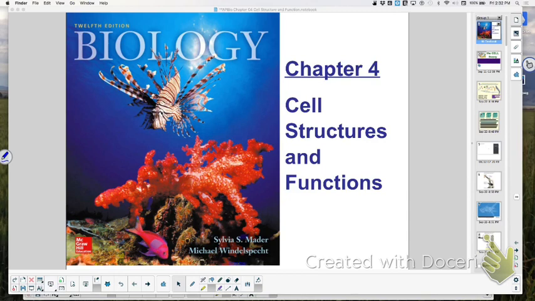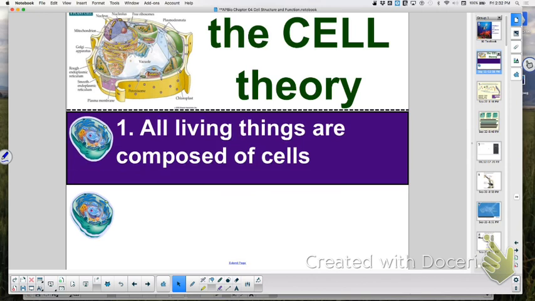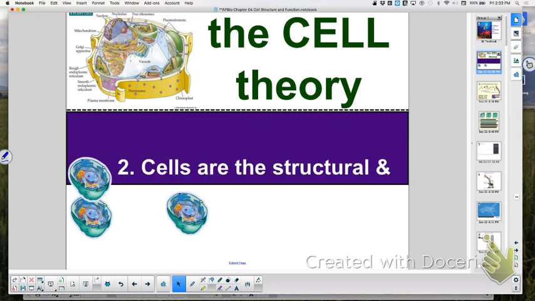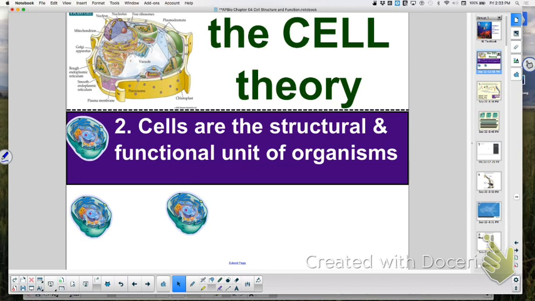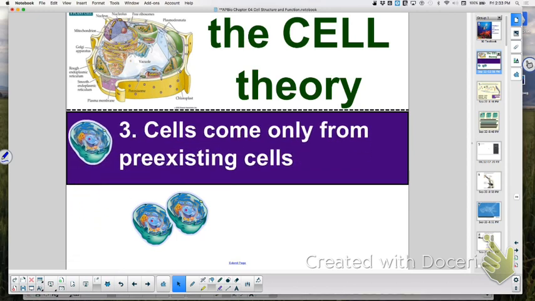First thing we needed to review is the cell theory. You're going to know the parts of this cell theory: all living things are organized and made of cells. Cells are the structural and functional unit of organisms. And new cells only come from pre-existing cells. That is the cell theory.